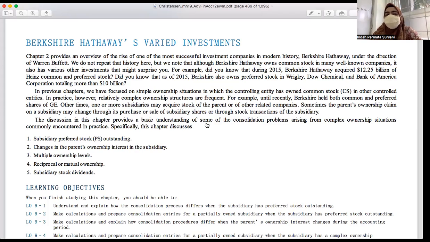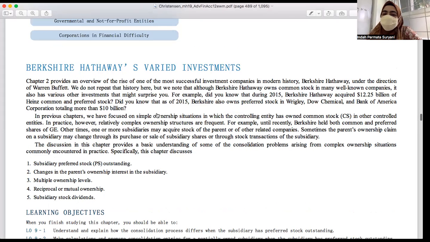So this is an investment company. Before this, there is also a story about Berkshire Hathaway under the direction of Warren Buffett. You know that Warren Buffett is very successful in that area. We don't repeat that history here, but we know that Berkshire Hathaway does not only own common stock in many well-known companies. It also has various other investments, which you probably don't know about.